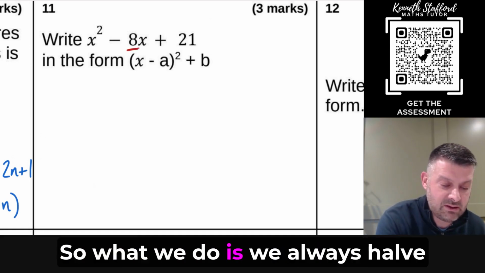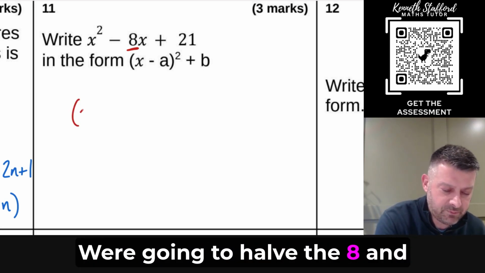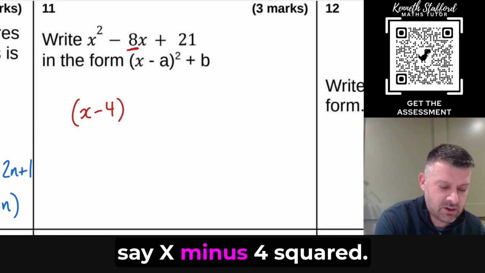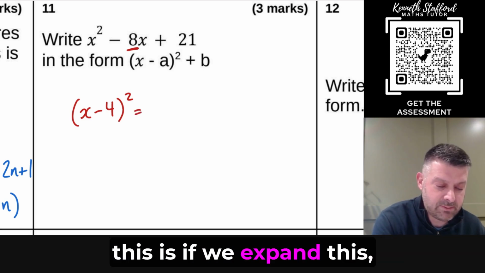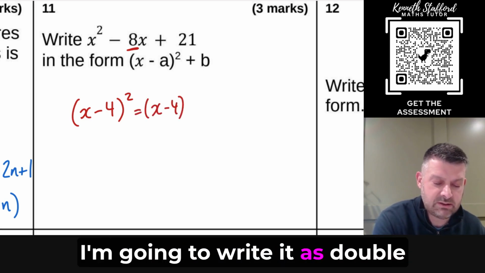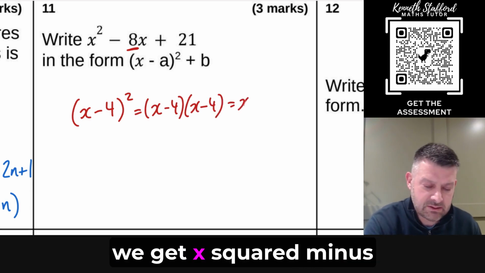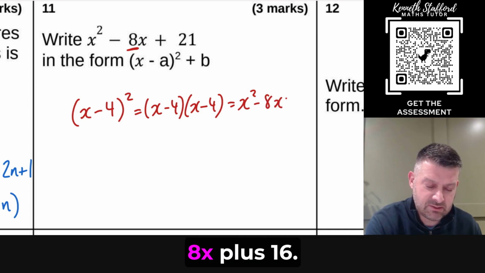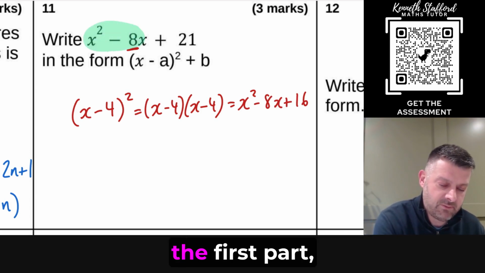So what we do is we always halve the coefficient of x there. We're going to halve the 8 and say x minus 4 squared. The reason we're going to do this is if we expand this, I'm going to write it as double brackets like I just said, we get x squared minus 8x plus 16. So we kind of recreated the first part.